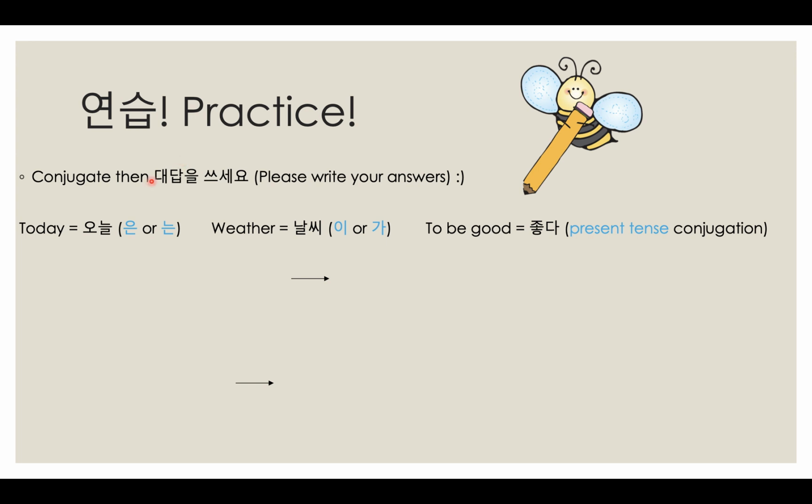So first up we have today, which is 오늘. Then choose the correct conjugation here. Either 은 or 는. Weather, which is 날씨. 날씨, 이 or 가. To be good. 좋다, which is a descriptive verb. Hence why we're using 이 and 가 here. We don't need to use 은 or 는 since we already have it over here for today. You want to clarify that the weather is the thing that is good. And you can go ahead and use present tense conjugation here.